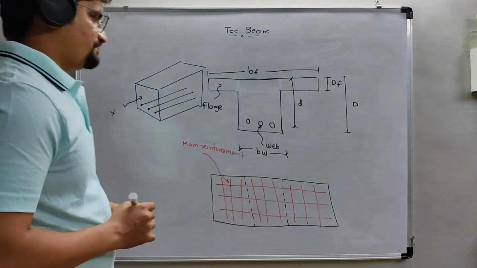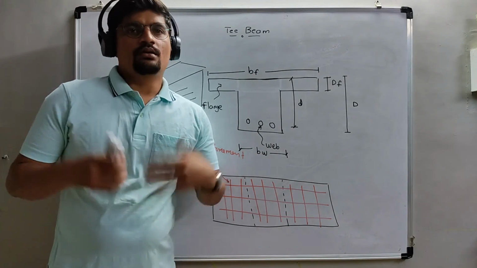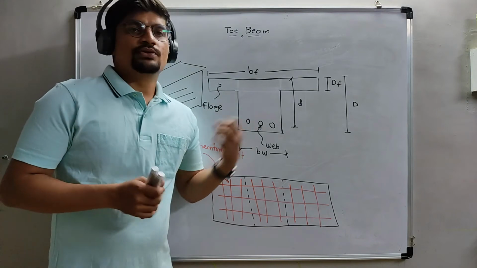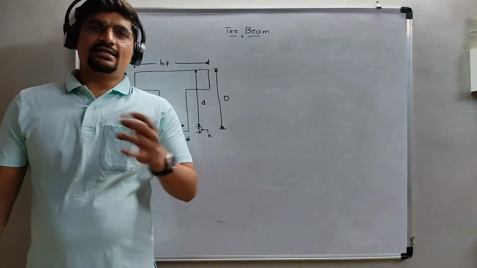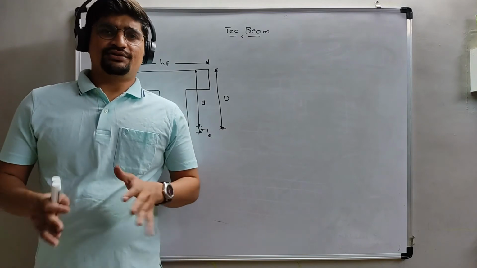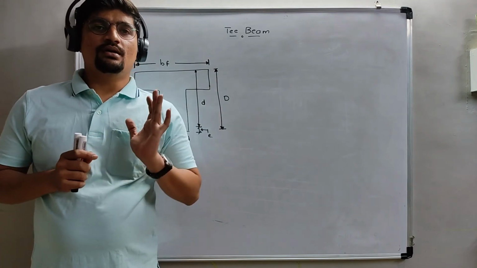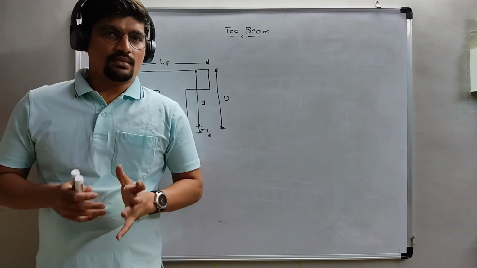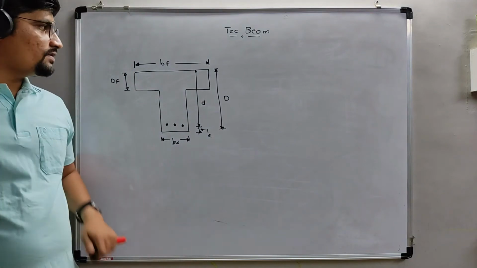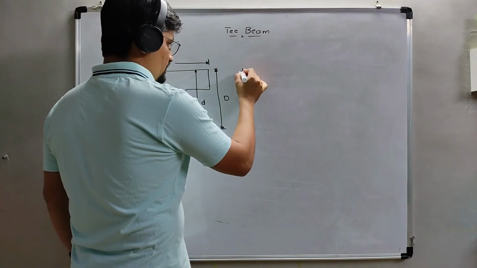Okay, now which are the steps for calculating the T-beam? So let's understand that also. As per the geometry, this one is the T-beam. Now let us understand which forces occur through the T-beam. So first of all we draw one stress diagram. So here is a stress diagram.